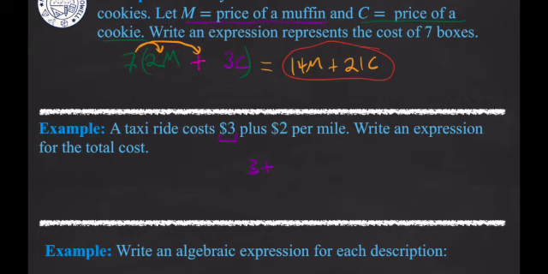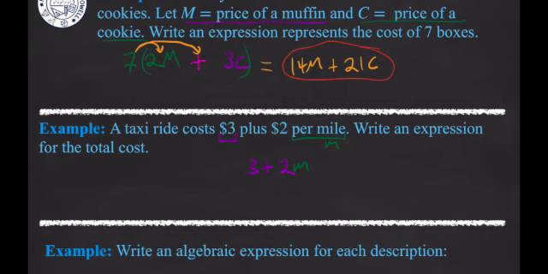Remember, addition is commutative, so it doesn't matter whether we put the plus in front or behind. Commutative means if we have 2 numbers and add them, it does not matter the order we add them. If we take 7 and 5, that's the same thing as 5 and 7. So $3 plus $2 for every mile that we go. Let's use a variable m for mileage. So 2 times however many miles we go. If we go 1 mile, that's $2. If we go 2 miles, that's $4. If we go 3 miles, that's $6.